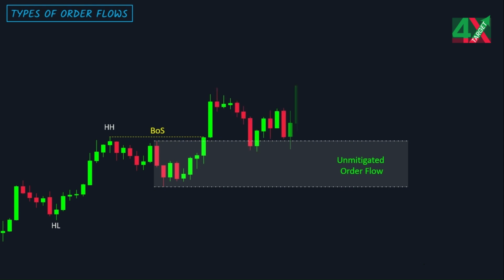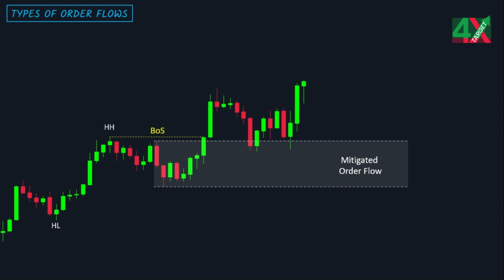A mitigated order flow is one that price has already revisited and respected after the break of structure. Once price taps into an order flow and reacts from it, the institutional orders in that zone are considered filled. These zones lose their effectiveness and should not be reused for future trades.